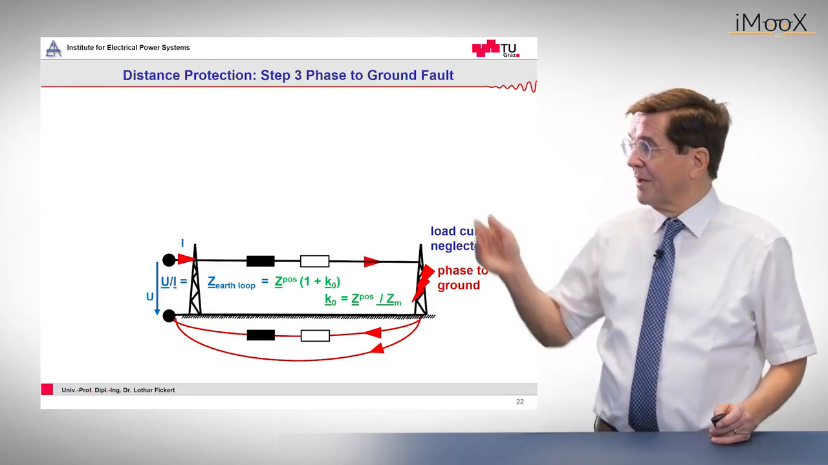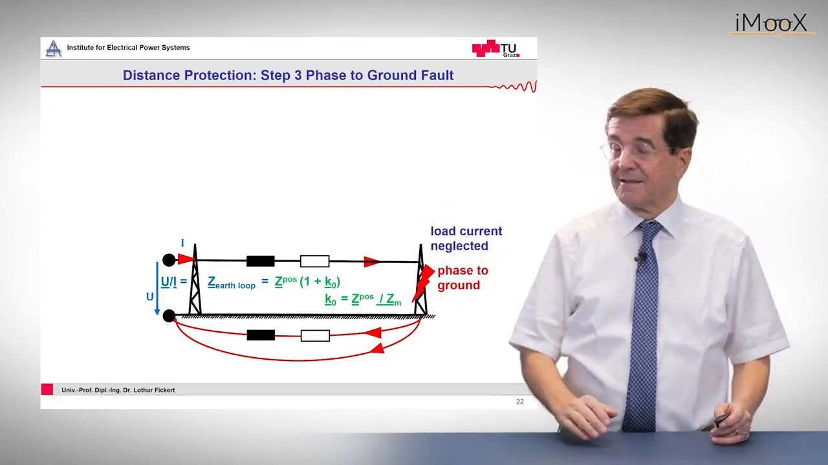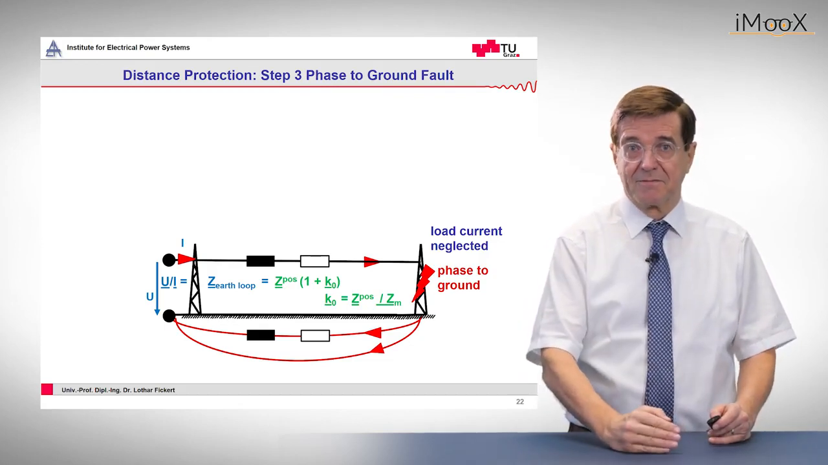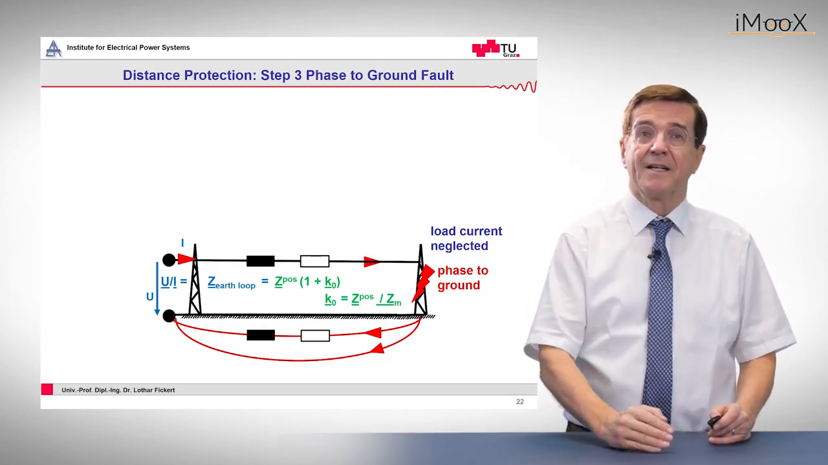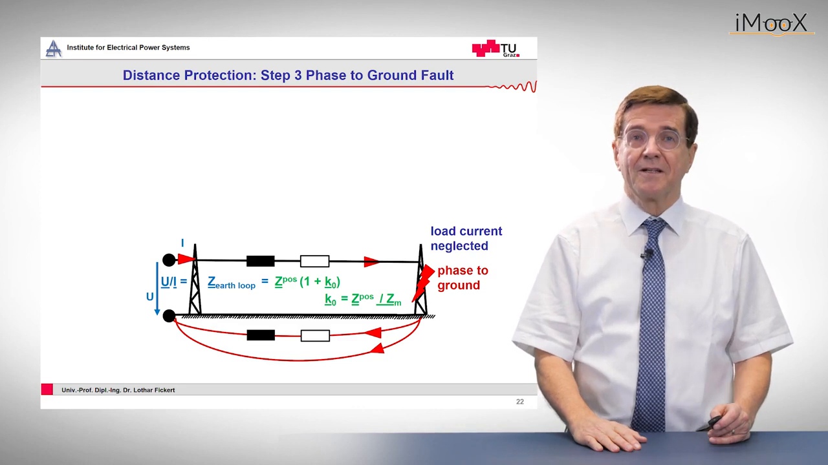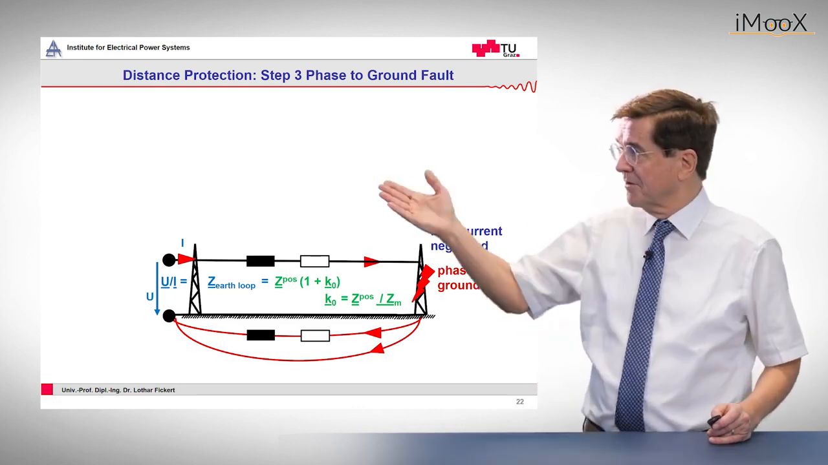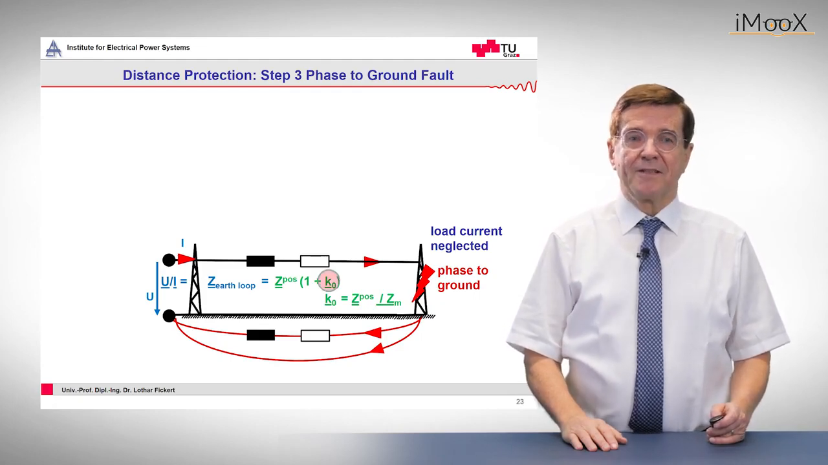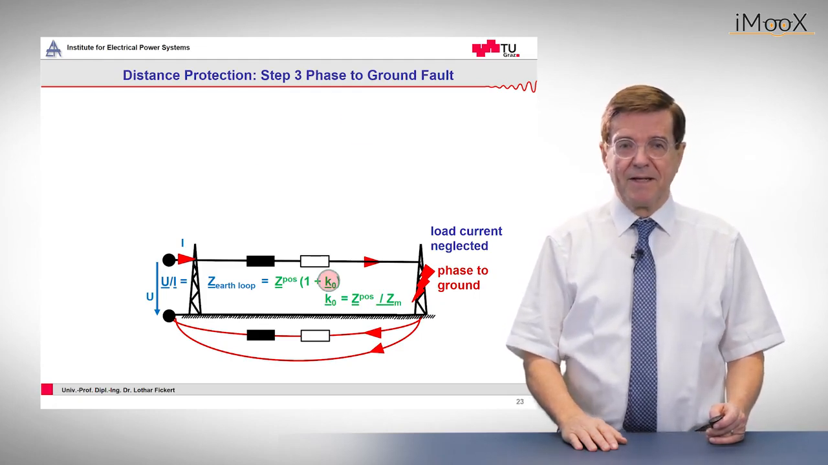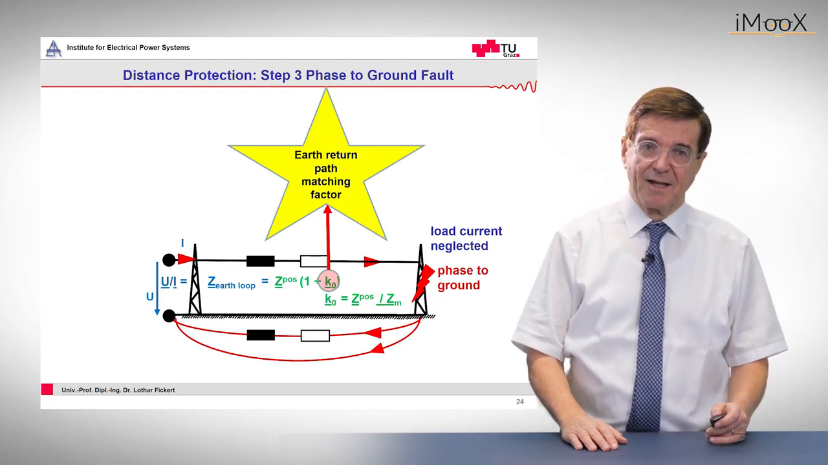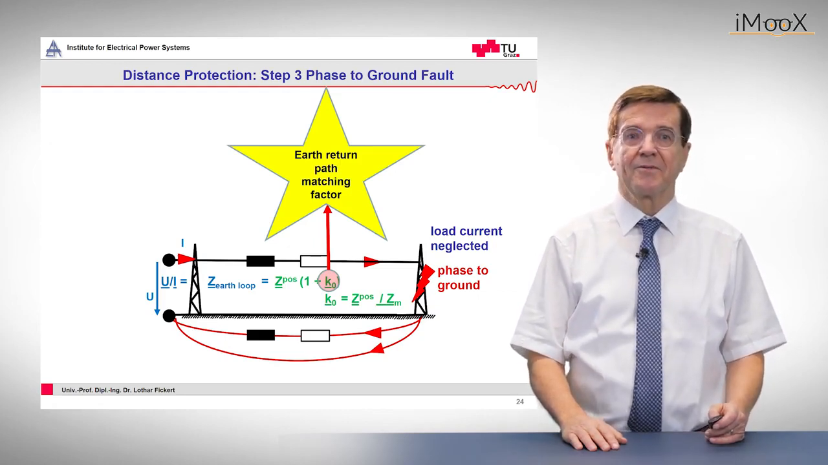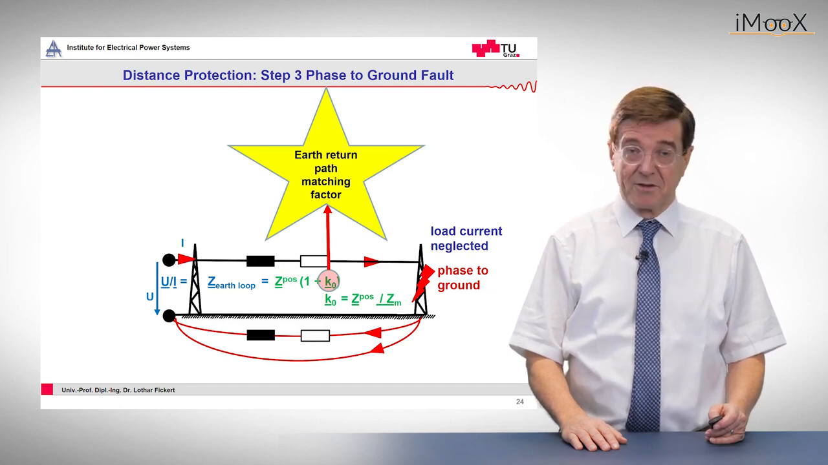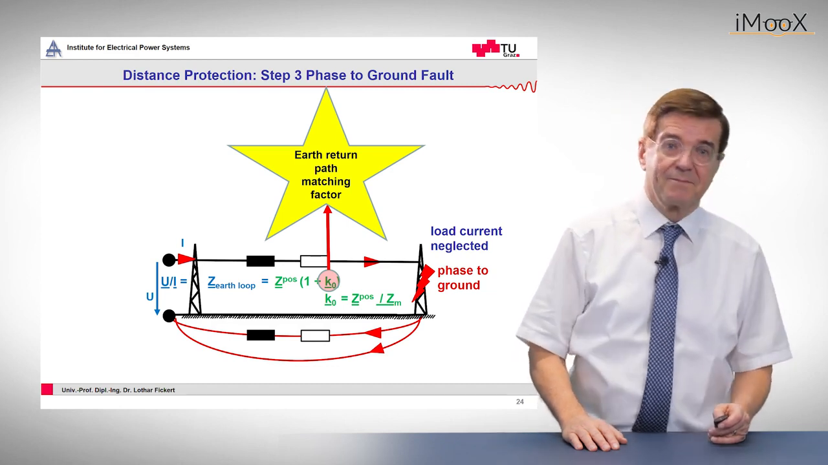Okay, so now we have this together, and the relation between the mass impedance and the positive sequence impedance, the line impedance, is constant, so we can put the whole loop impedance into these parts. So to find out the positive sequence impedance, which we would like to have, we must know the Earth return path matching factor by measuring the positive sequence and the zero sequence impedance.